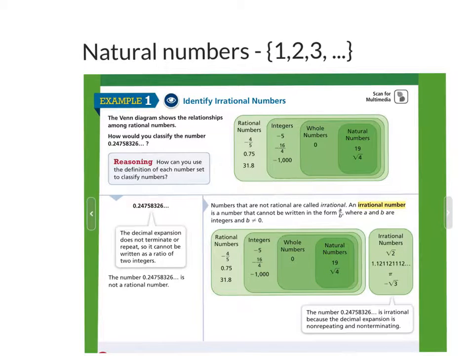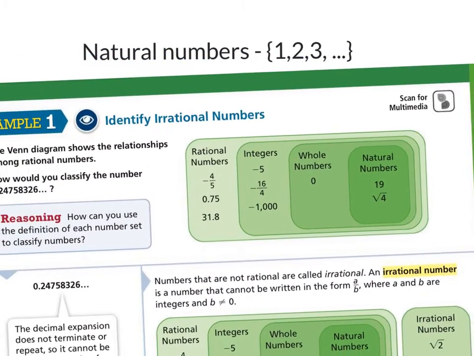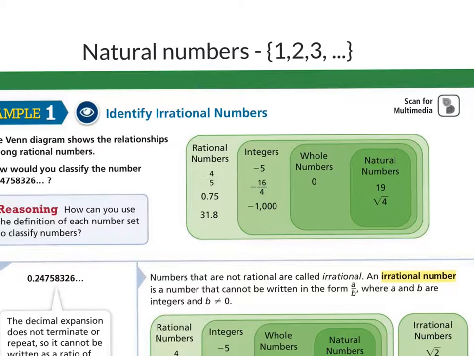Natural numbers, they sometimes call counting numbers. It just starts with 1, 2, 3, and so on. So very similar to whole numbers we talked about the other day, just there's no donut hole, no zero included in the natural numbers. So example 1, there's a Venn diagram showing the relationship between these. Rational numbers includes all these other sets of numbers. It includes integers, it includes whole numbers, it includes natural numbers.